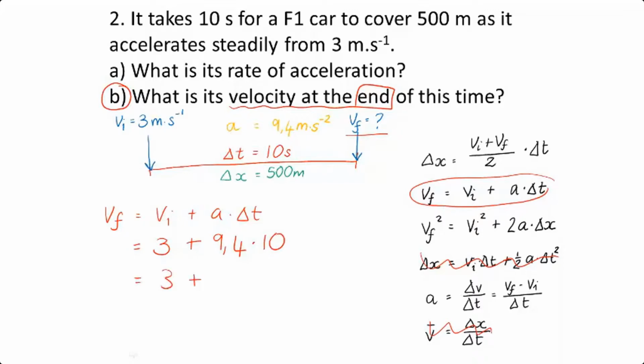3 plus 9,4 times 10 is 94. That gives us 97. This is velocity, so the unit is meters per second. Velocity is a vector, so we must give the direction. This is a positive here. That's implied by us not writing anything. So that means in direction of motion.